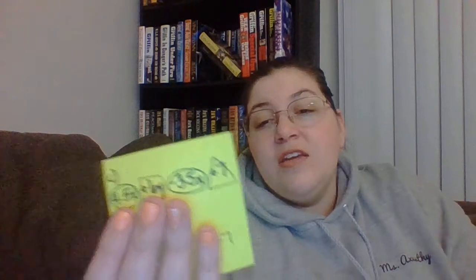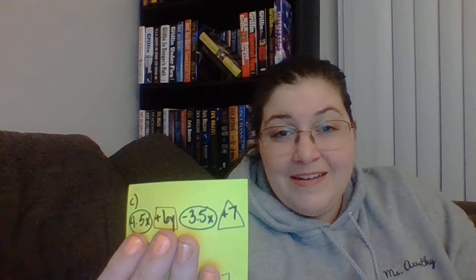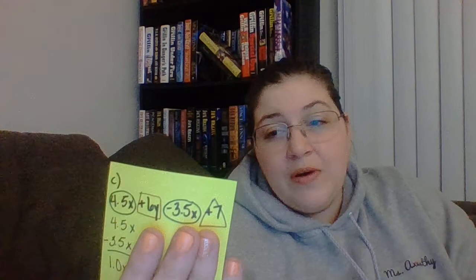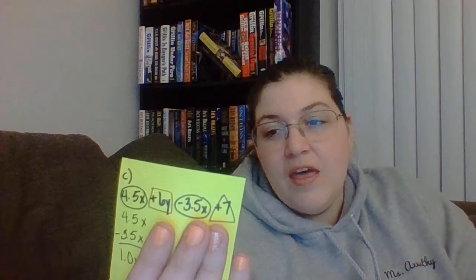All right, you got your answer? You've combined what you think you should be? Here's what I combined. I have 4.5x circled and negative 3.5x. Those are both circled, so I'm going to combine them. Before I was adding, well, negative 3.5 is minus, so I'm going to subtract, and I end up with 1x.